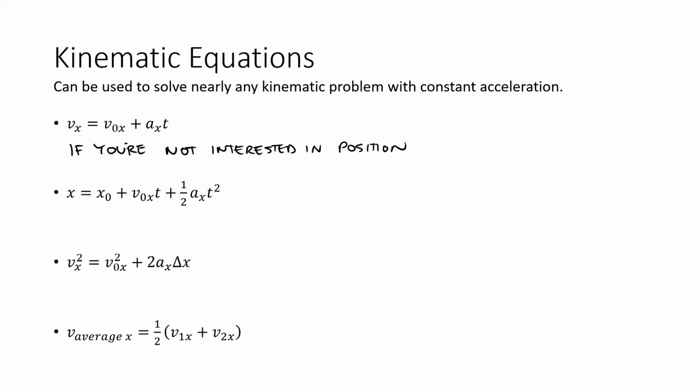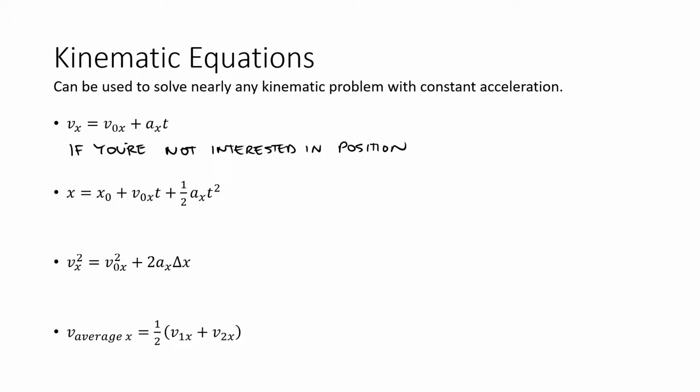That second one has all of them in it. It has 5 variables in it. Why can't I just use that one always? It looks like it's the most versatile, the most hefty. The problem is, sometimes you might not know all of these variables. There are 5 variables: position, velocity, acceleration, and time.